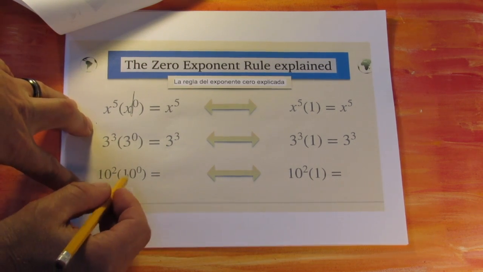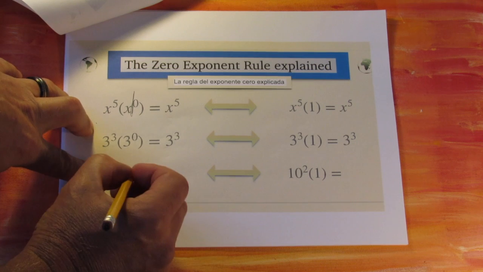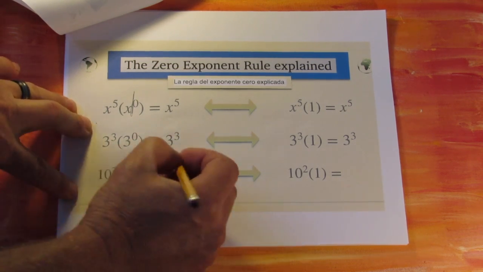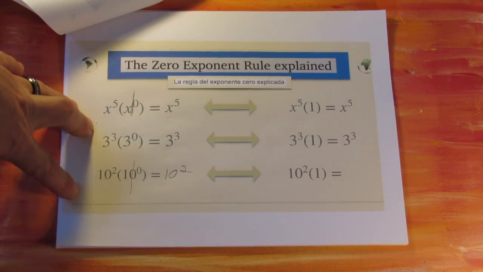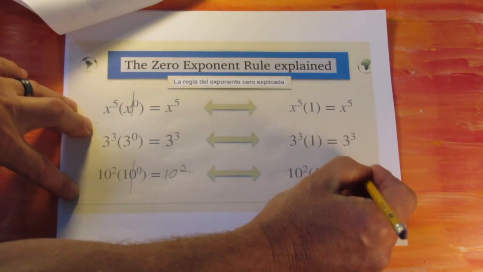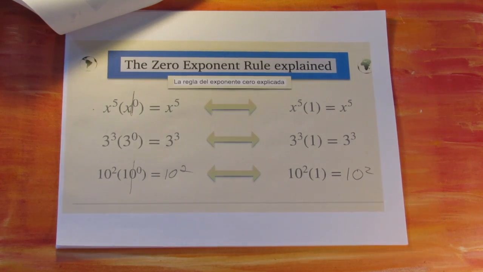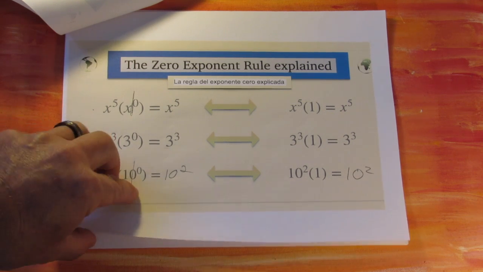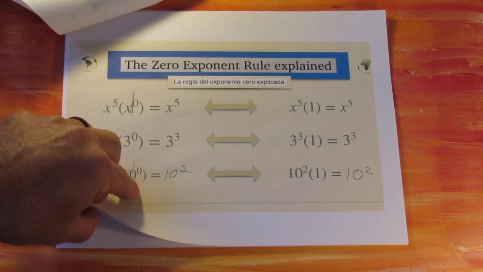I'm going to say that's true again here. 10 to the second times 10 to the 0 is the same thing as 10 to the second times 1, which is 10 to the second power. Exactly like this is. So what I want you to get in your mind about the zero exponent rule is that any quantity taken to the 0 power is simply 1.